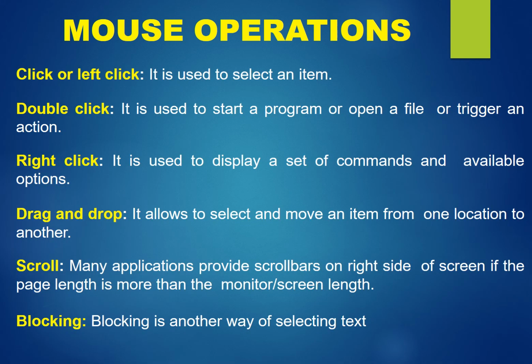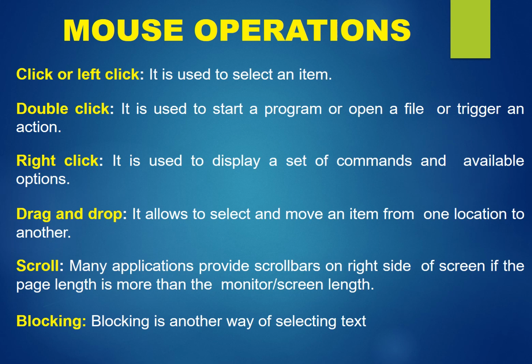Let us see the common mouse actions. Click or left click. It is used to select an item. Press down once to the left button with your index finger. Double click. It is used to start a program or open a file or trigger an action. Right click. It is used to display a set of commands and available options. Move the mouse pointer to the desired position. Position your middle finger on the right mouse button, keeping the mouse still. Click lightly with the middle finger on the right button.